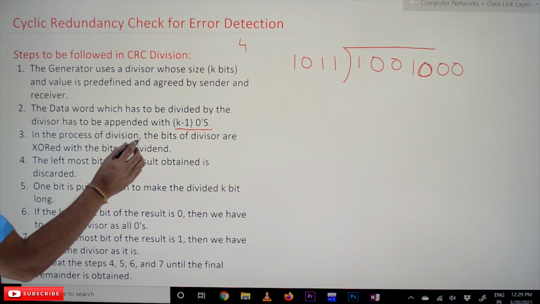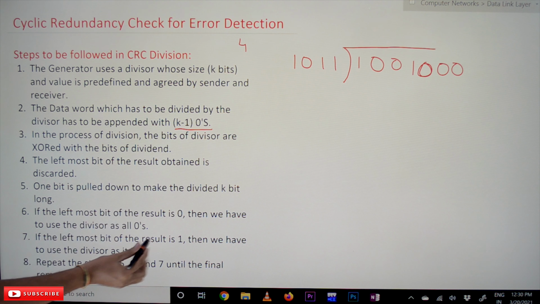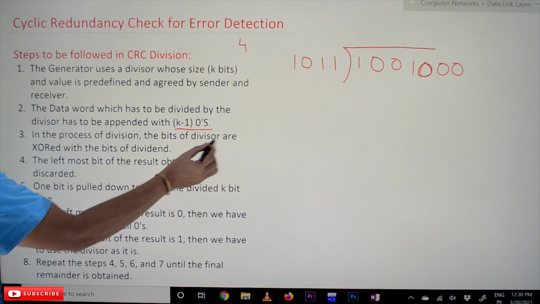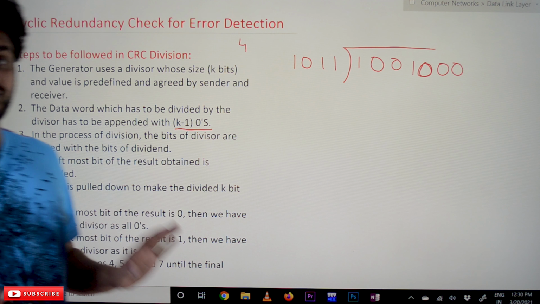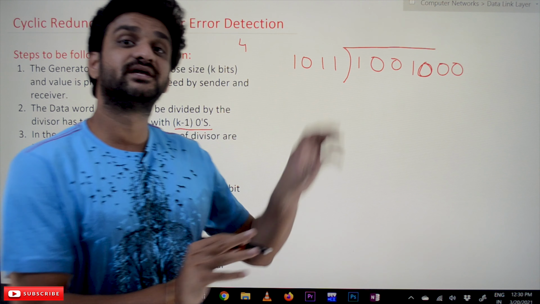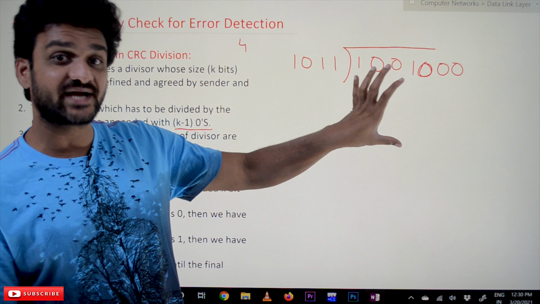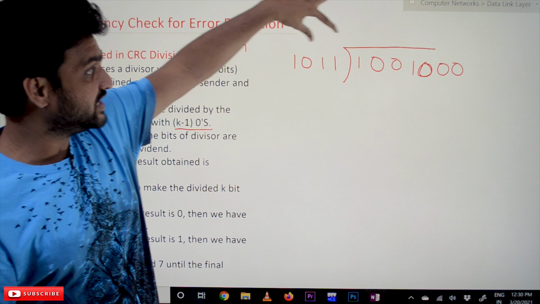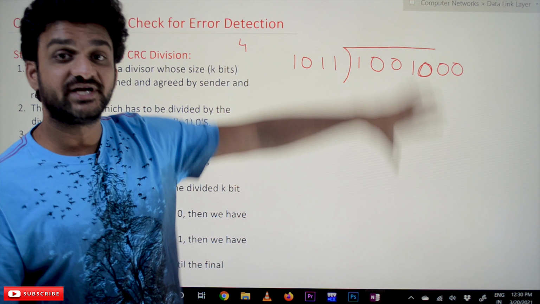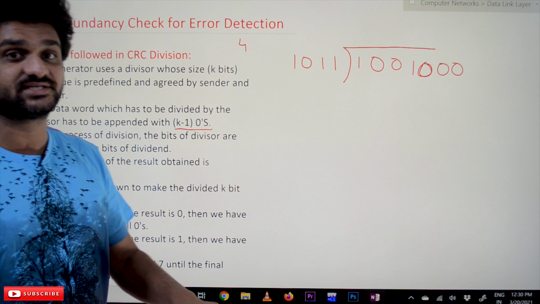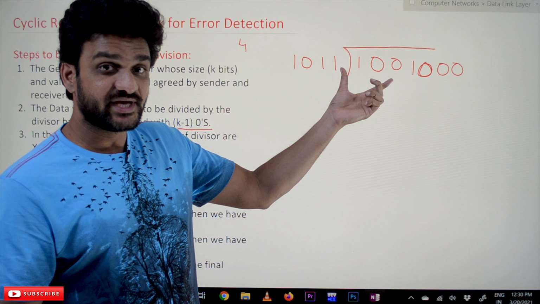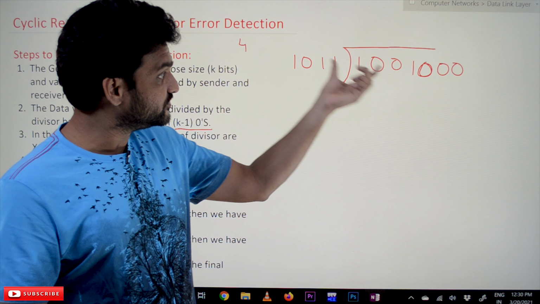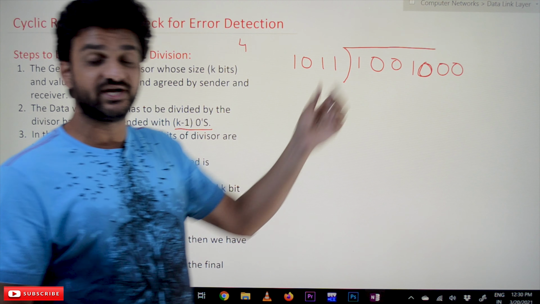In the process of division, the bits of the divisor are XORed with the bits of the dividend. So this is not going to be the regular division. In the regular division we subtract the values. The divisor value gets subtracted from the dividend value. In this division, the divisor value is going to be XORed with the dividend value.